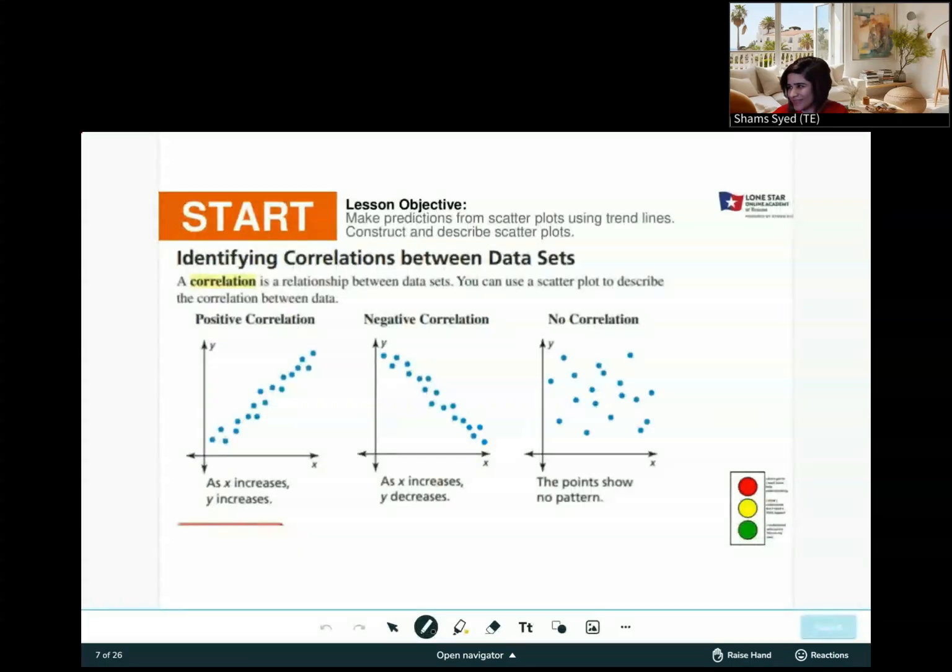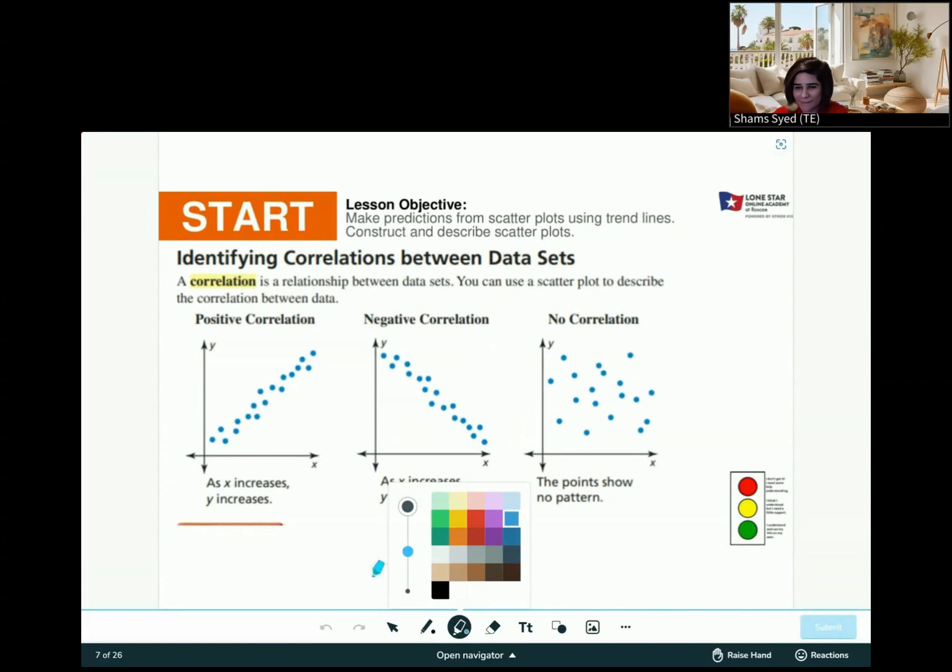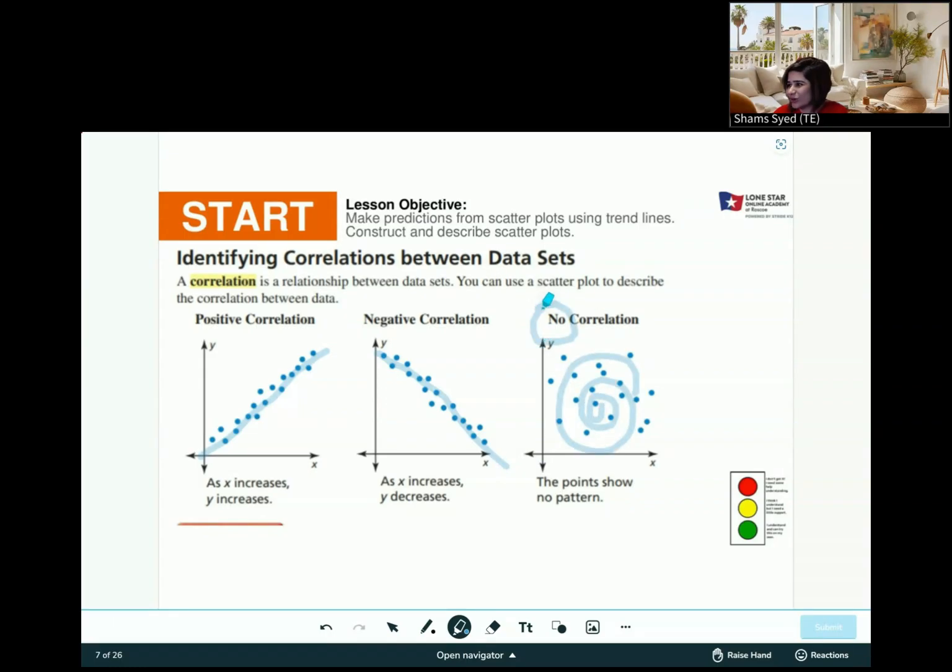So here were the correlations and their names. It did not seem anybody in the class was confused about them. You all seem to be at mastery. A rising scatter plot, positive correlation. Falling scatter plot, negative correlation. All over the place, cannot say that there's any correlation. Very good, very good.